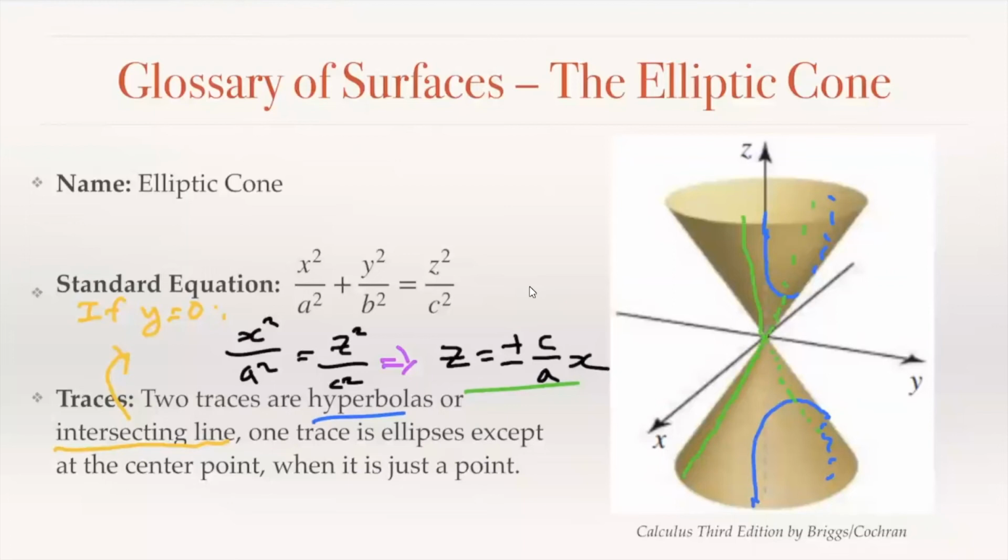And one trace is ellipses. When z is constant, then that's the standard equation of an ellipse. Being those guys.